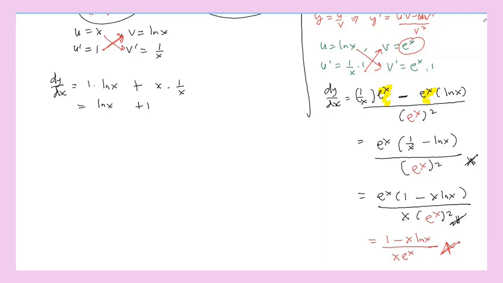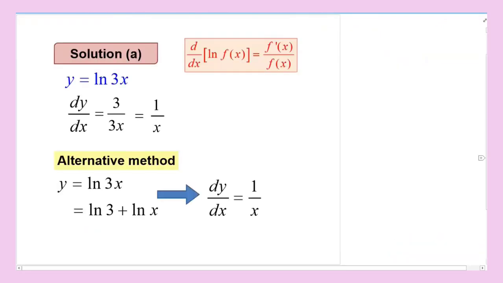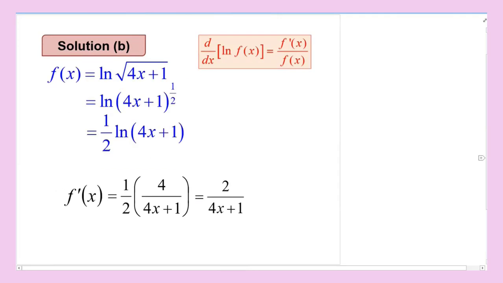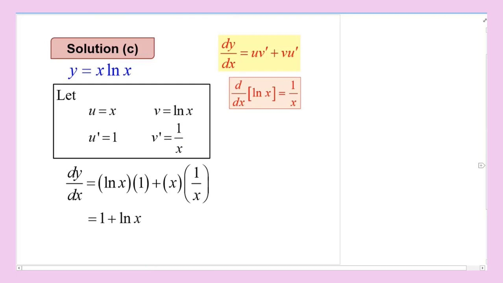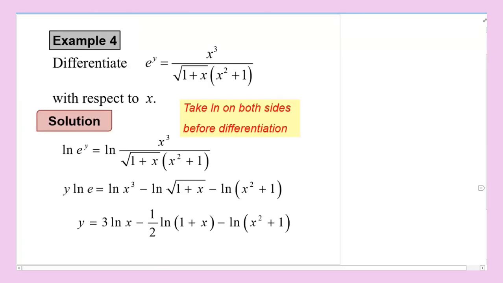Okay, never mind. This is the solution. Solution for B. C. For D, try using the product rule, but it turns out to be the quotient rule. And it looks complicated to differentiate.